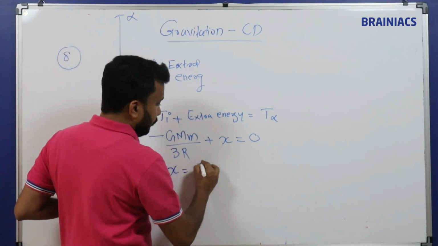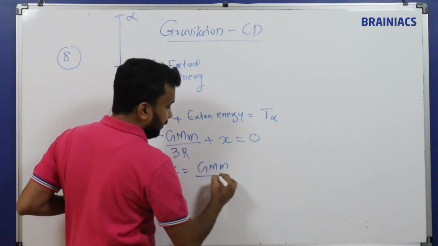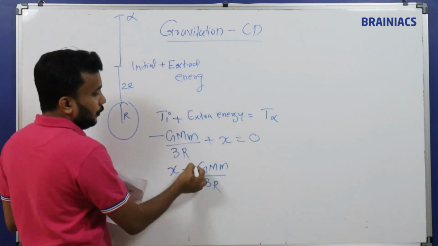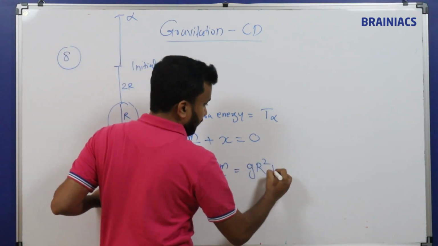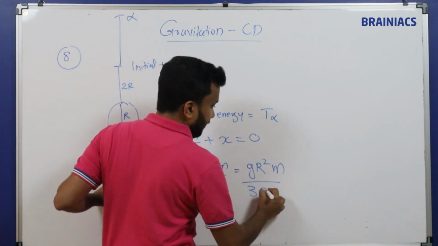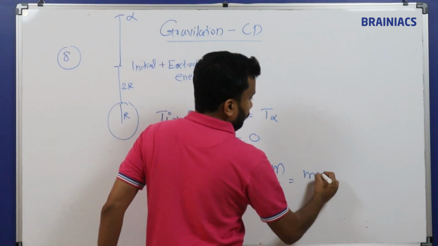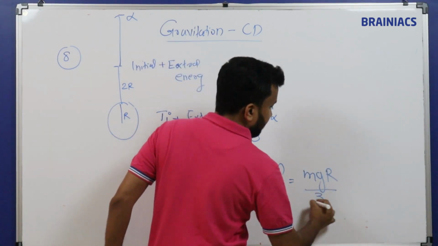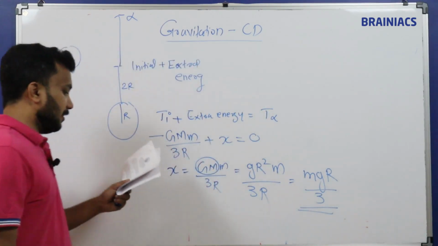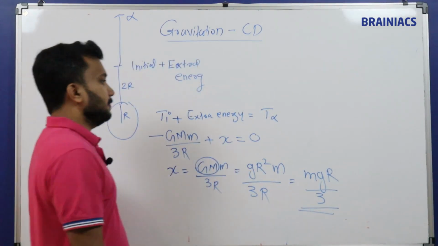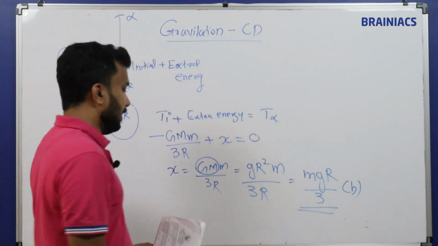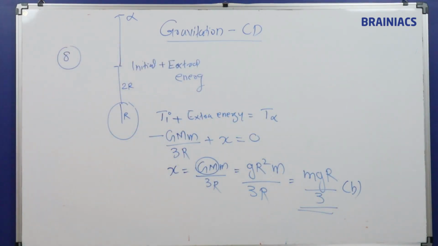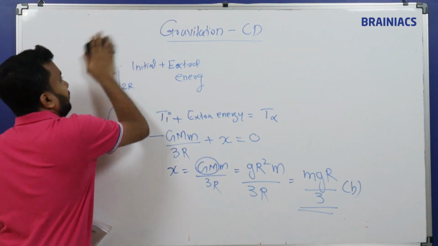So minus GMm divided by the total distance 3R, plus extra energy I am giving as x, equals energy at infinity, which is 0. So x will be equal to GMm divided by 3R. I told what this GM term is. GM equals gR square, into m divided by 3R. So this becomes equal to mgR divided by 3. mgR divided by 3. Answer is B. This is question number 8. Okay, perfect.